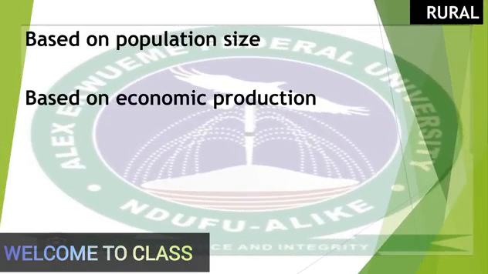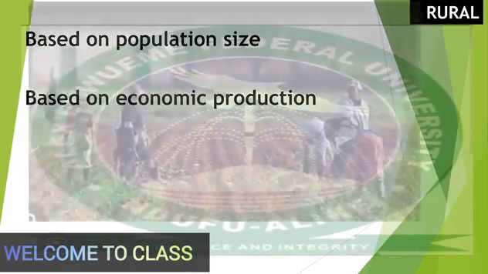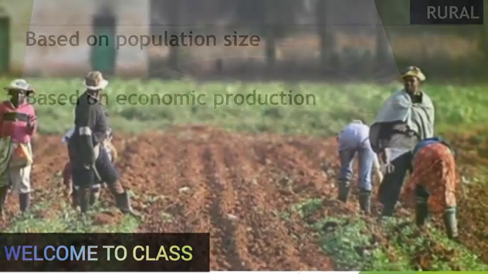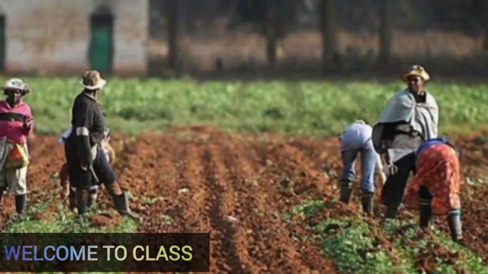Based on occupation, we are clearly saying that most people who are in the rural areas are engaged in agriculture. Their livelihood depends on agriculture. Now, more than 50% of them are actively involved in various agricultural production activities.